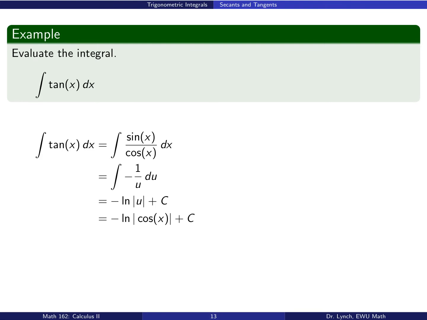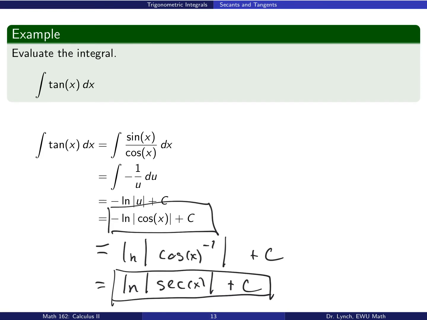Now, it's not unusual to express this in terms of secants also. And either of those forms will work, of course, just using the hop it up trick for natural logs here to rewrite that as the natural log of the absolute value of secant x plus c. Okay, let's have a look at the indefinite integral of secant x.